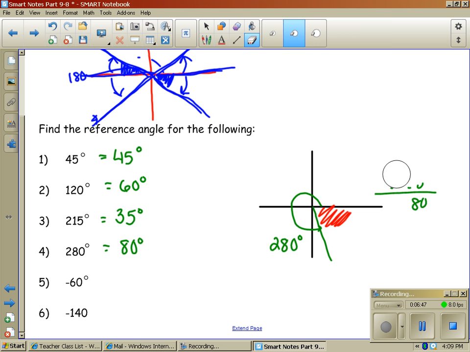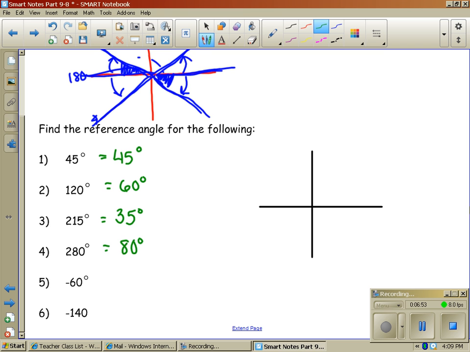Negative 60. Remember, negative means opposite direction. Reference angles are always going to be stated as a positive. So negative 60 is here. The reference angle is the measure of that same angle from the terminal side back to the x-axis. However, we always state it as a positive. So the reference angle for a negative 60 is 60.